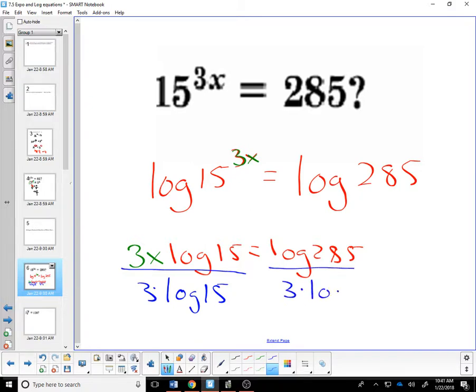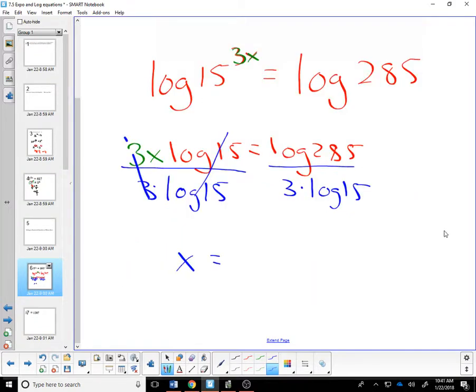So 3 log of 15. 3 over 3 is 1. Log 15 over log 15 is 1. And at this point, I get x equals. What am I going to do at this point? Please do not go 285 divided by 15 and try to simplify that. It doesn't work the same way. But what I can do is throw all that in my calculator.